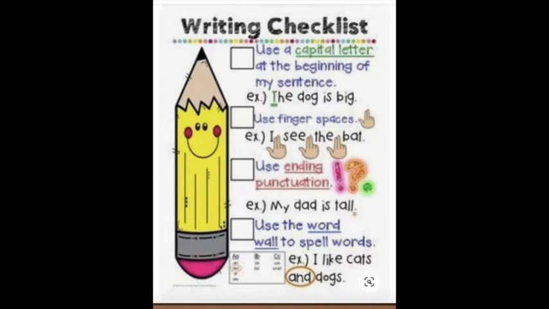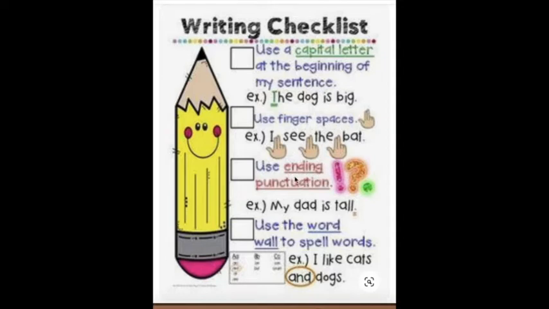All right, number 2 says use finger spaces. For example, they showed here, I see the bat. And in between every word, they added enough space that their finger could fit. So you need to make sure you do the same for your writing.